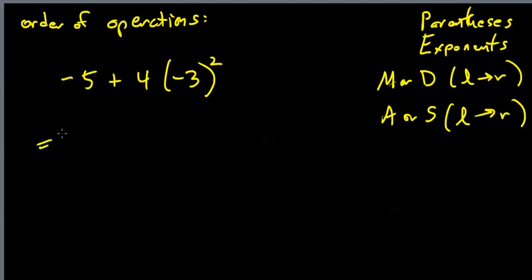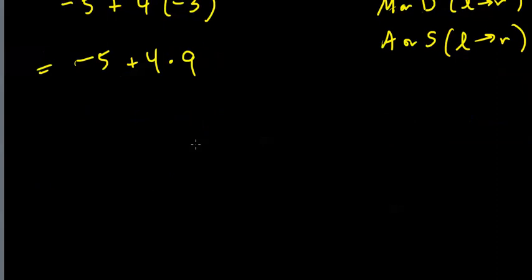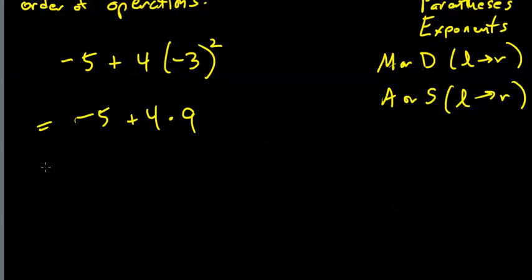All right, so let's see. We've got 1, 2, 3 operations going on in this problem. We've got addition, multiplication, and exponents, and only one gets done first. That's the exponent operation. So I'm going to do the exponent operation first. Minus 3 squared is going to be 9. Okay, positive 9, right?